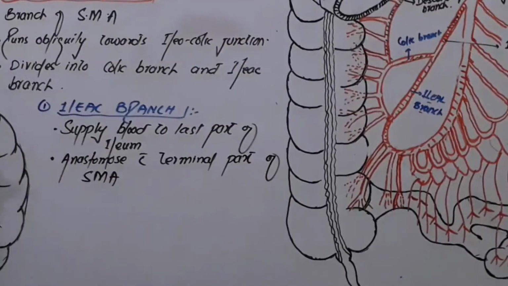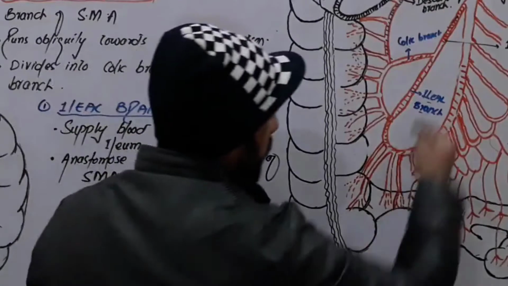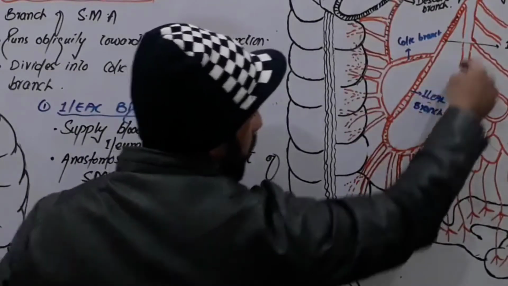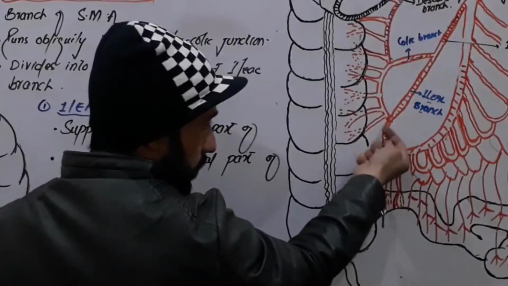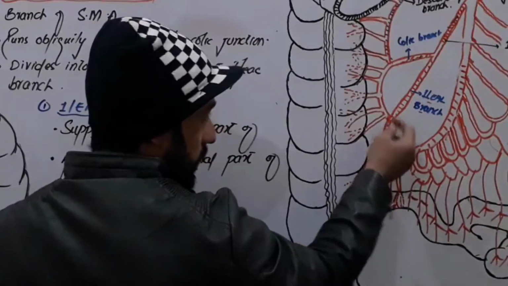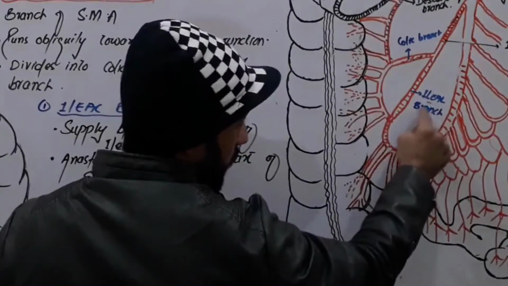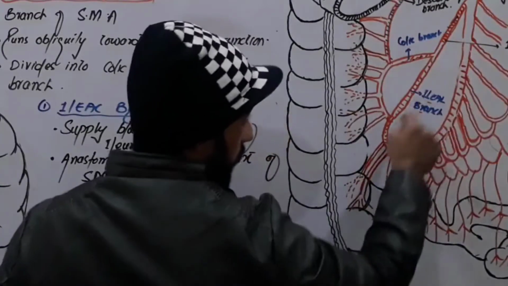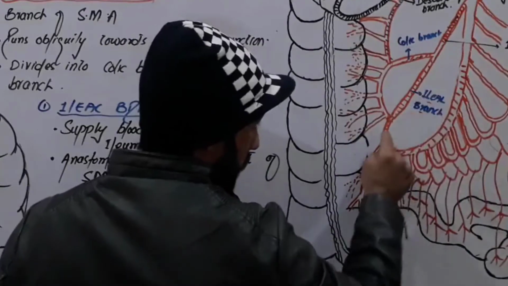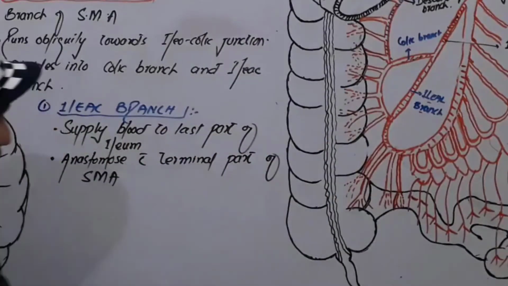the SMA, superior mesenteric artery. Look, once again, this is the ileal branch and this is the superior mesenteric artery coming and making an arc here and anastomosing with the ileal branch of the ileocolic artery. So the ileal branch will make anastomosis with the terminal part of the superior mesenteric artery.